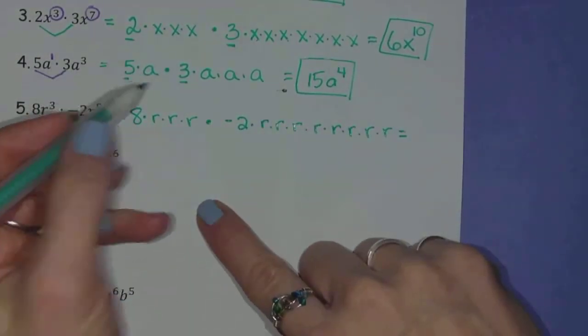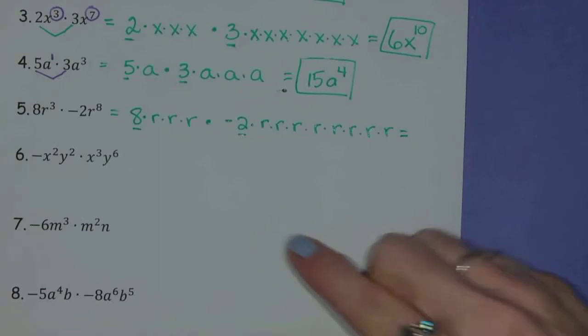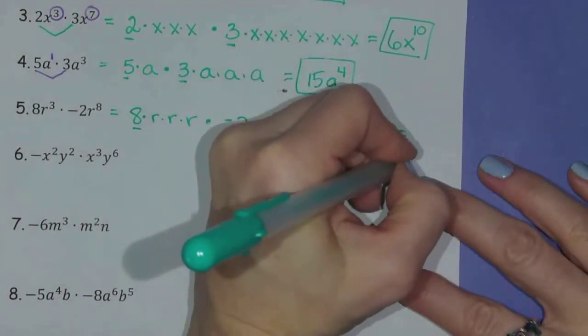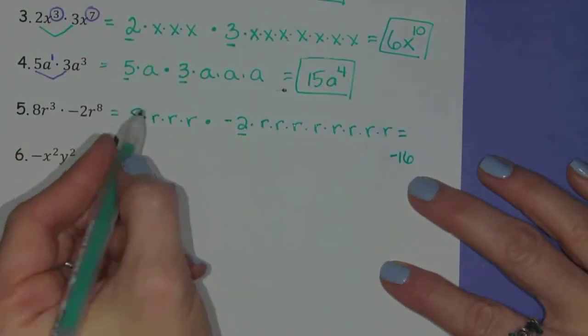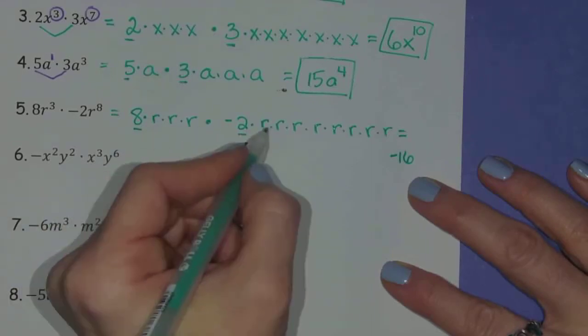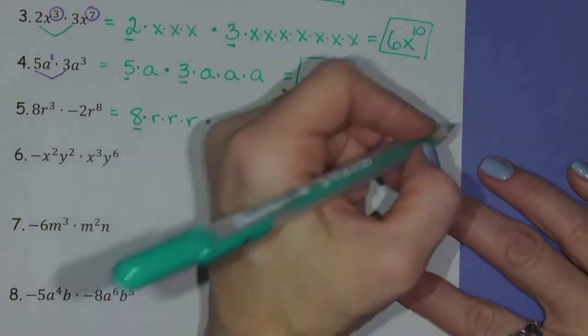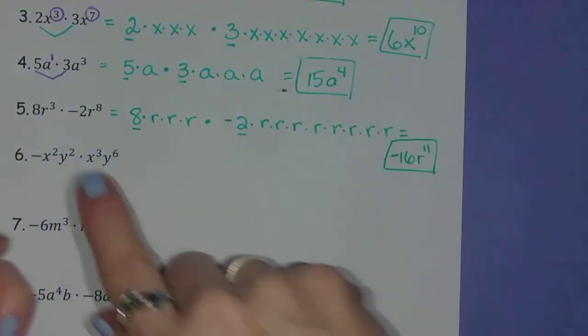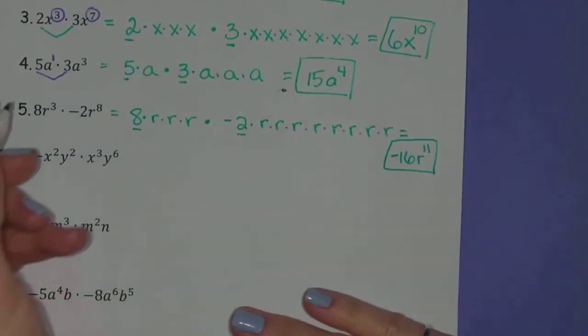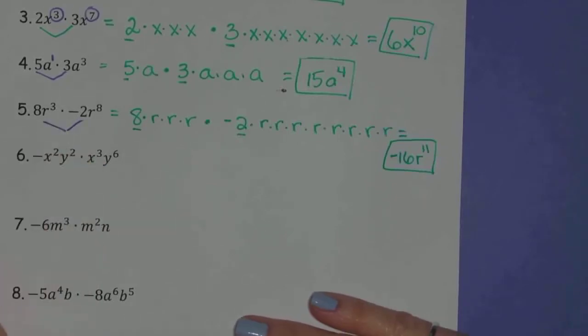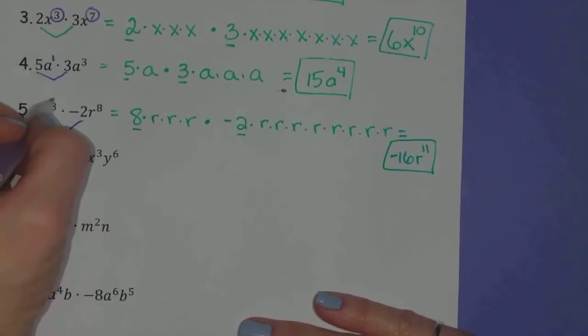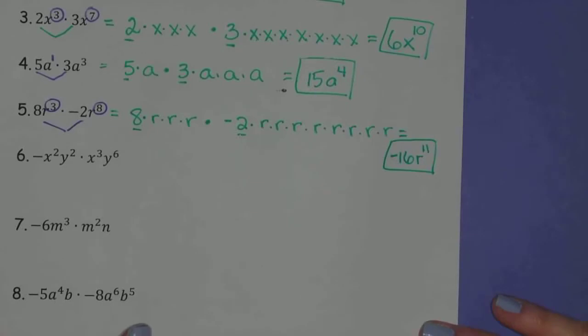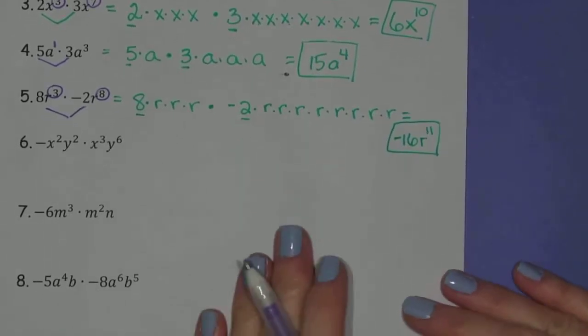So 8 times -2 is going to give me -16. And I'll count my r's: 1, 2, 3, 4, 5, 6, 7, 8, 9, 10, 11. So -16 r to the 11th. Again, going back to the shortcut: 8 times -2, and then 3 plus 8. Okay, so let's look at number 6.